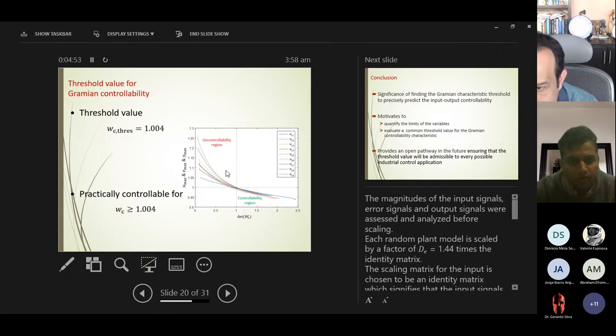So the left upper portion represents the uncontrollability region, because either one of them is greater than 1. Once the magnitudes of all these signals slide below the magnitude of 1, then we enter into the controllability region. So the intersection of these two dotted lines gives the threshold value, which comes out to be 1.004.